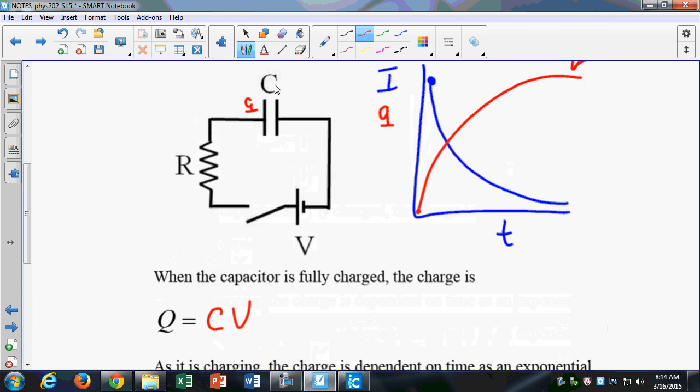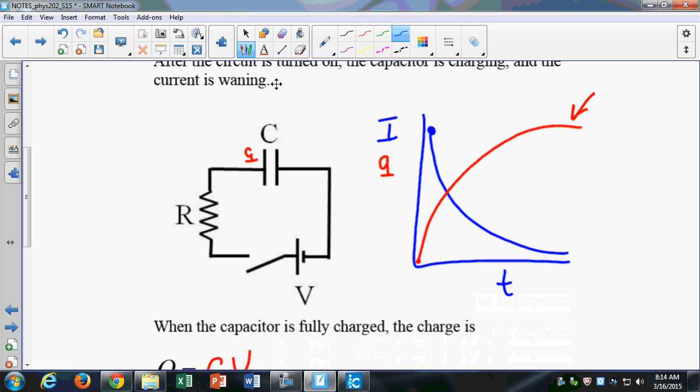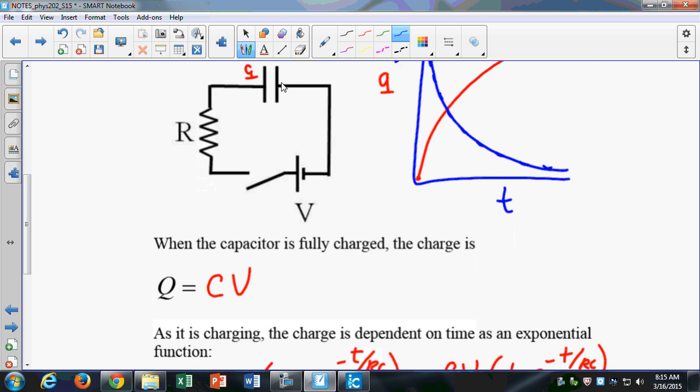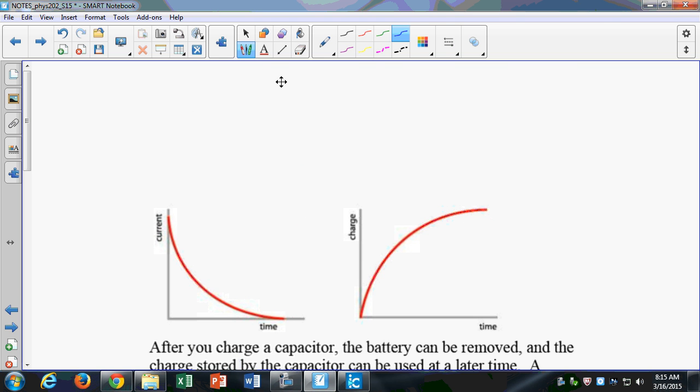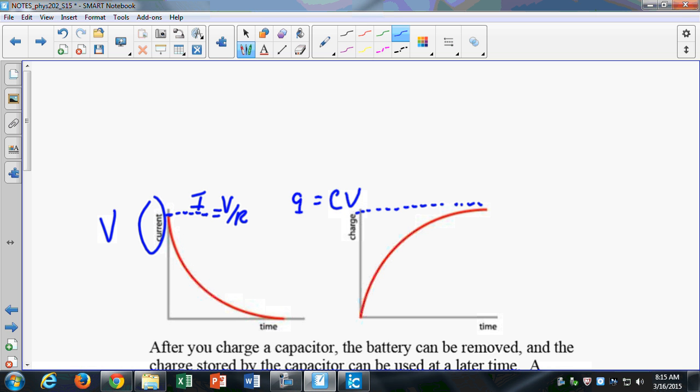By the way, if I also plotted my voltage, it would look the same as the current here. I would start out at a big voltage, and then that voltage would gradually decrease. Same function as the current. There are those functions. This is our current, as I said it's also our voltage, and that's our charge. Remember the maximum here: I equals V over R, and this charge is Q equals C times V.